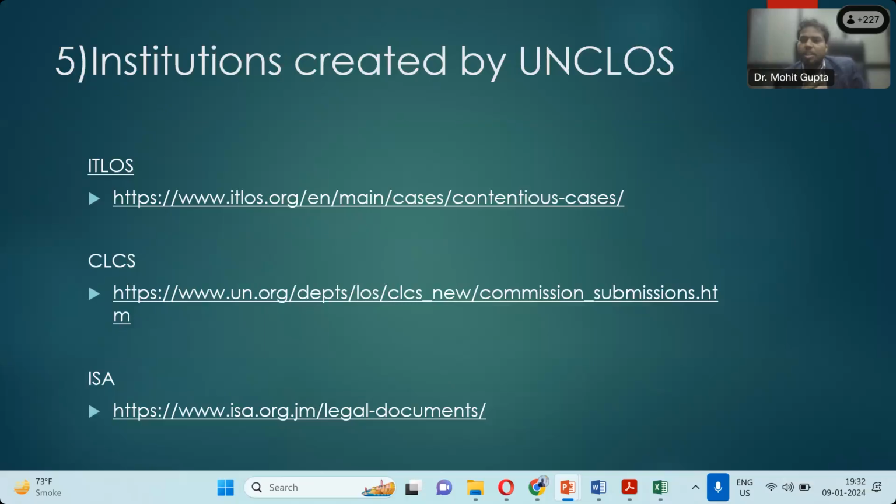The Law of the Sea Convention 1982 has created several new institutions. There are three new bodies which have been created through the convention. First is the International Tribunal on the Law of the Sea. Second is the Commission on the Limits of the Continental Shelf. And another is the International Seabed Authority. While teaching the Law of the Sea, it is very important to open these websites in front of the students and tell them what resources they can get from each of these websites.